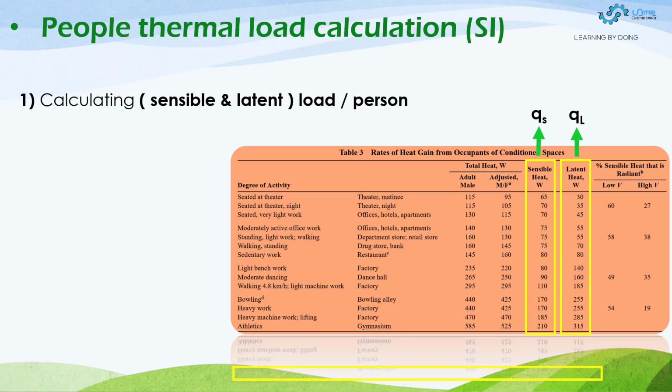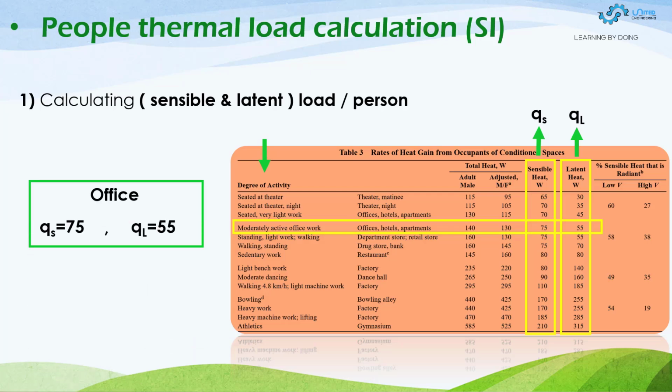And now as our case is an office, so we will enter this row. And here we find that the intersection gives us a sensible heat of 75 watt per person. And it gives us a latent heat of 55 watt per person. So it's very clear that the sensible heat is larger than the latent heat, as we learned from the previous sections, because the nature of the office doesn't need physical work as the employees are sitting in the offices. So the sensible load now will be larger than the latent load.